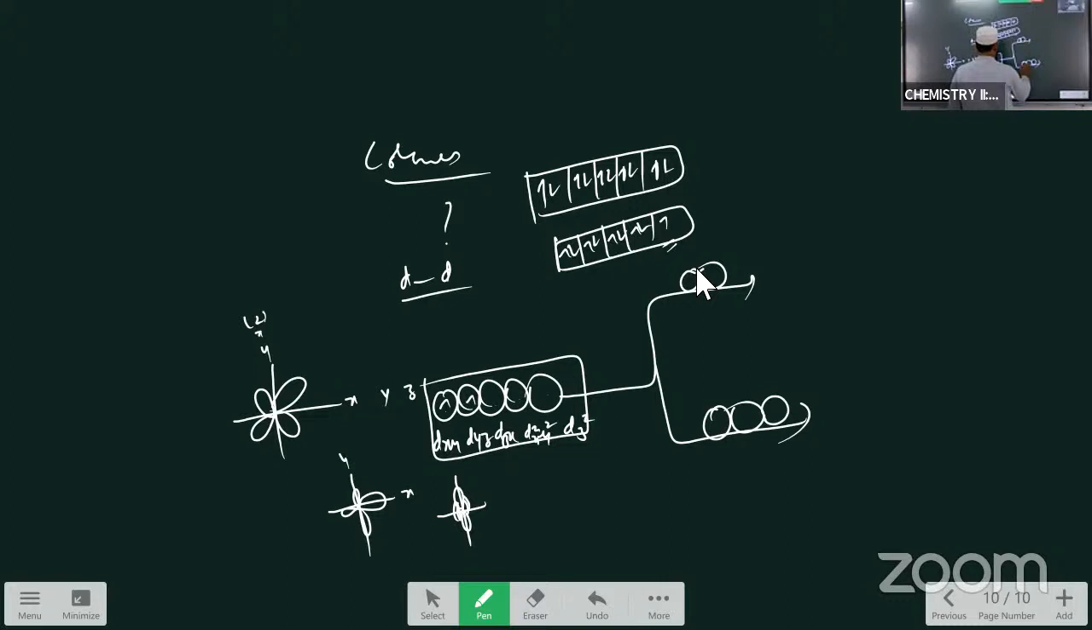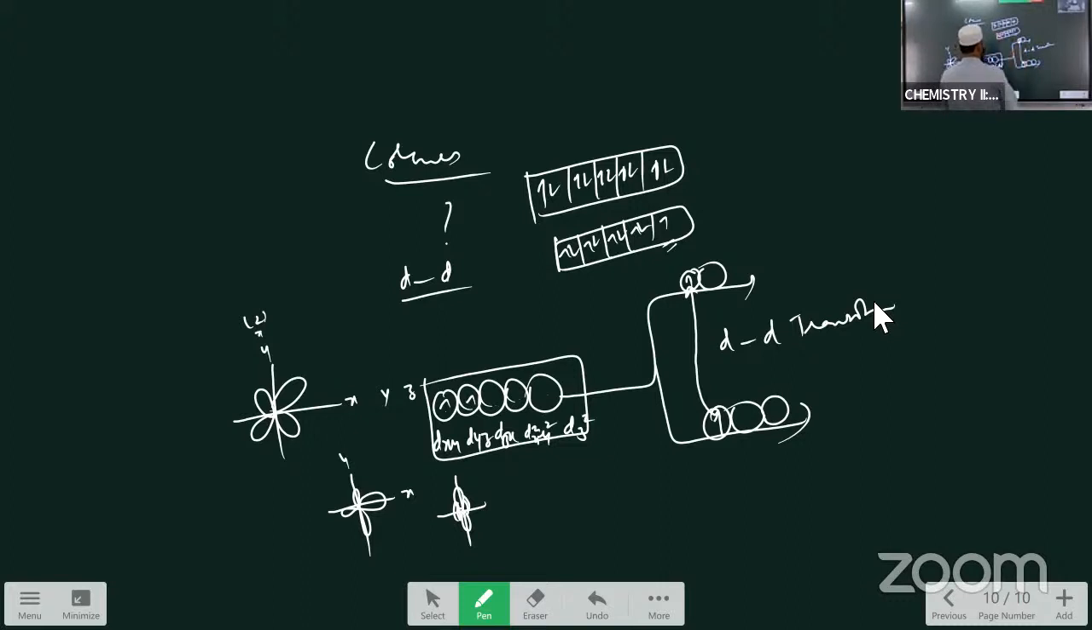Okay, so if they are having unpaired electrons, this lower energetic d electron is transferred into the higher energetic d orbital. This is called dd transition. Due to this dd transition, due to the excitation of the electron, they exhibit the colors.